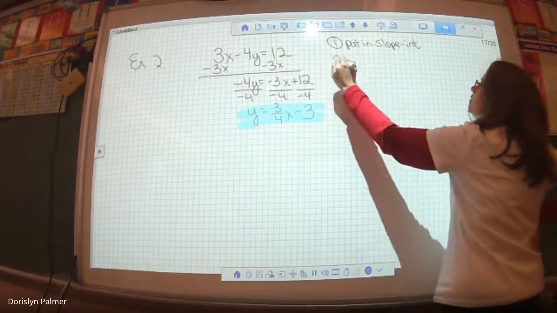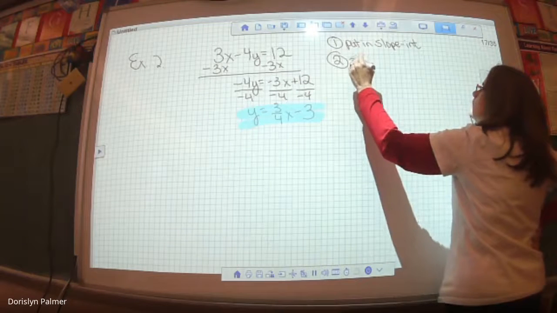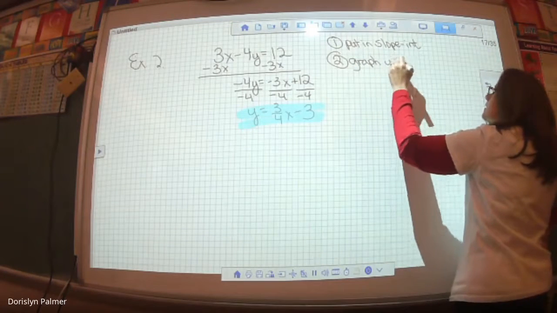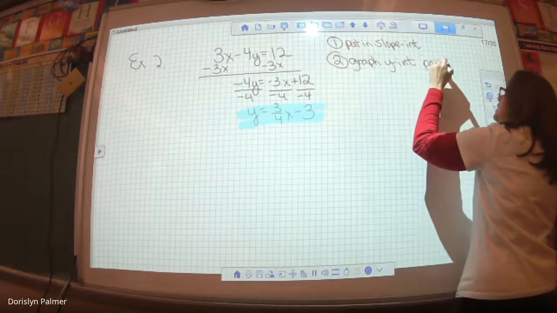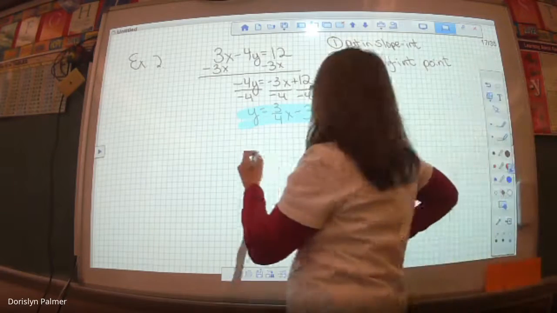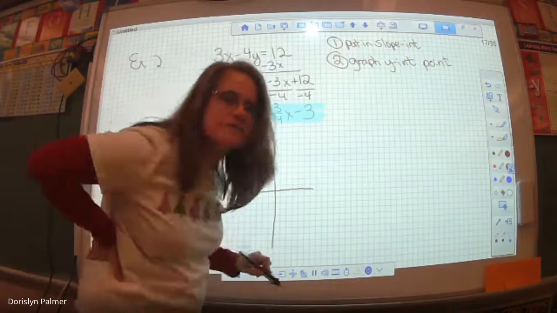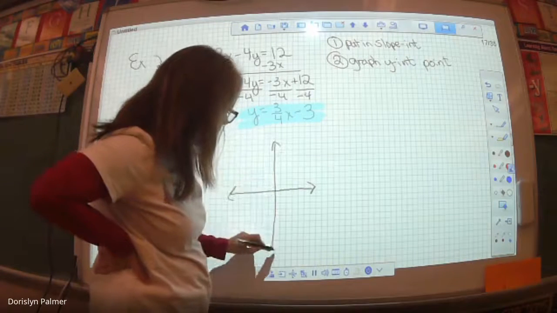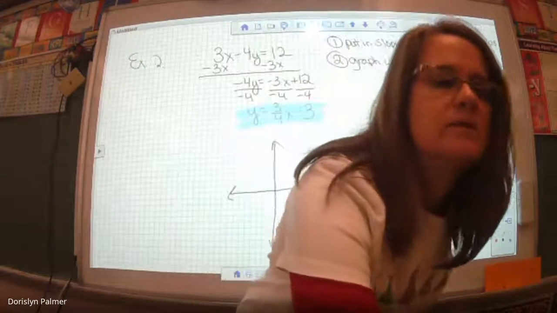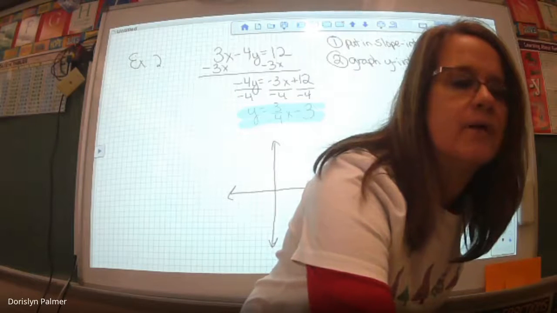All right, I'm going to make myself a note. Number 2, graph y-intercept point. Okay, so what's my y-intercept, Matthew? -3. Yep. Okay, so I'm going to graph my y-intercept, -1, 2, 3. Is it -3? Yes, good, -3.